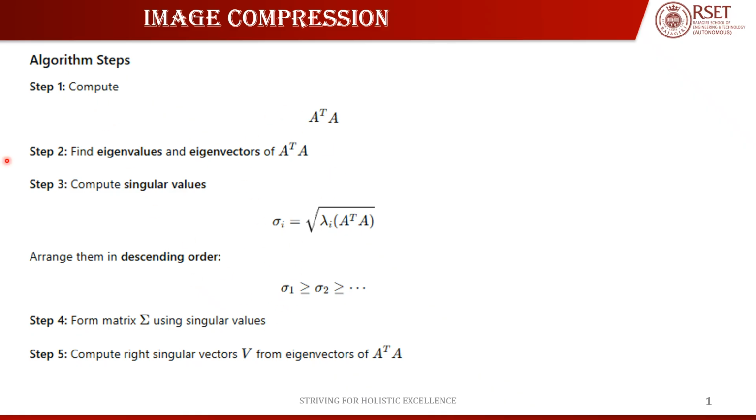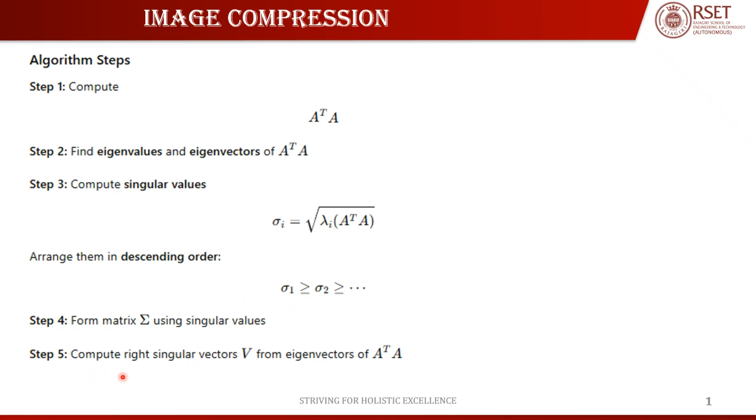Suppose you are given the matrix A, and A will be representing a particular image. What we do is we'll compute A transpose A and find the corresponding eigenvalues and eigenvectors, and we can also get the singular values. After the singular values we'll arrange them in descending order, and we'll form the matrix sigma. Until here it is the same procedure, similar to the way we found the singular value decomposition.